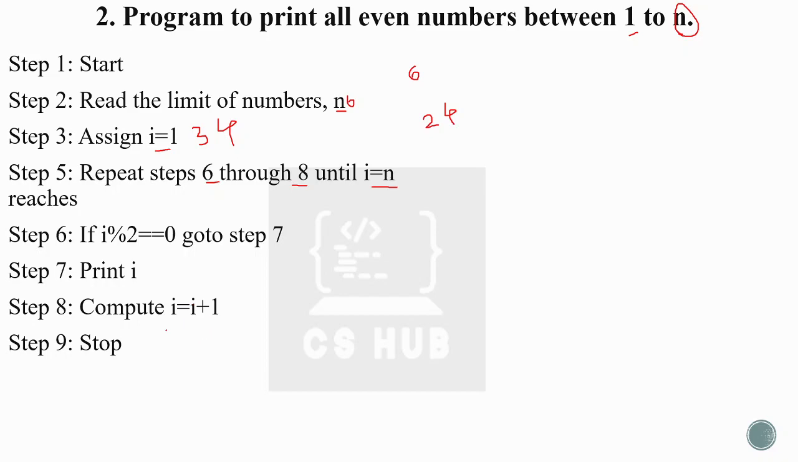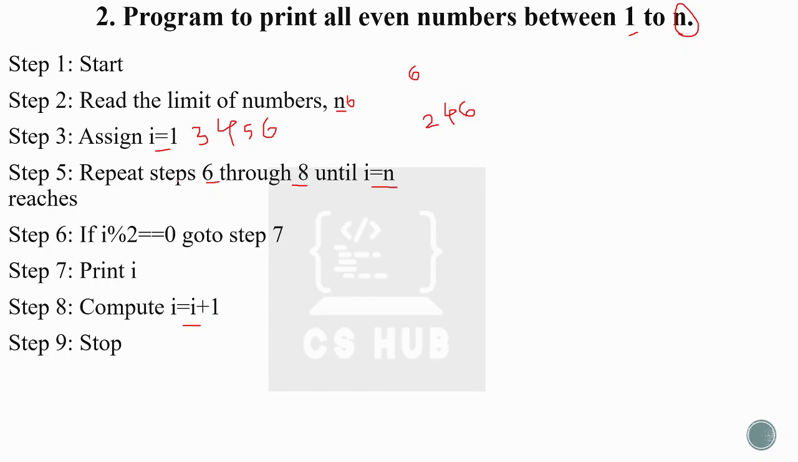Then I gets incremented. I becomes 5. 5 % 2 not equal to 0. So we skip the step and increment I. I gets 6 and 6 % 2 equal to 0, right? So we can print 6 and again I gets incremented.